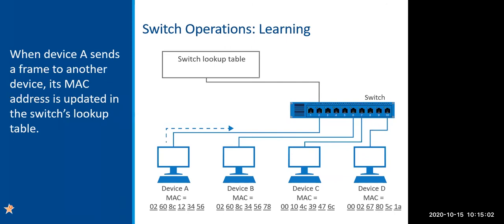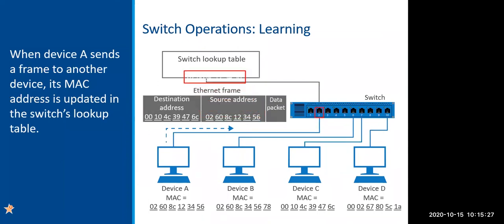And notice here in this example, what they're saying is when device A sends a frame to another device, its MAC address is updated in the switch lookup table. What they call the switch lookup table is also called the switch's MAC address table. Same idea. So here device A sends a frame.